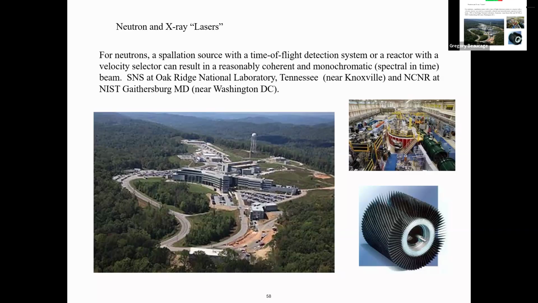So you can get monochromatic by a couple of ways. One is by using this chopper, which spins and only lets through neutrons that are flying at a certain velocity. So it's a velocity selector chopper, right? You can put a couple of these in the beam and you can select. And these are made out of something that absorbs neutrons.